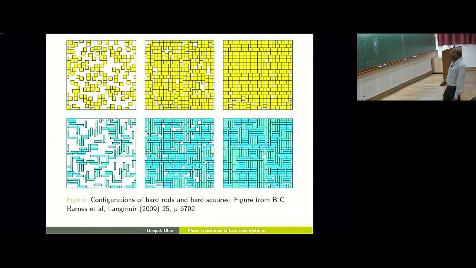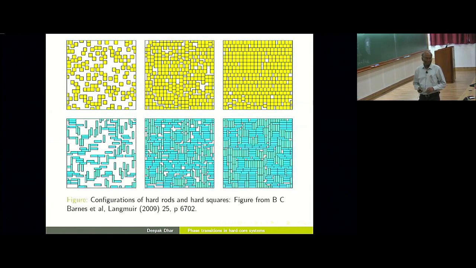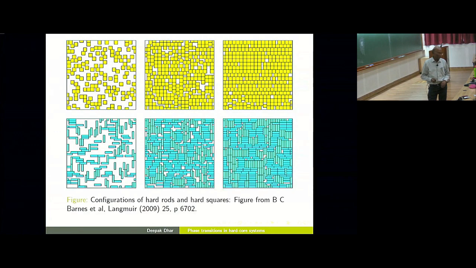Okay, so here, these are some very nice pictures I collected from this article by Barnes et al. And they take different shapes. And you can see what happens to the typical configuration when you change the density of such hardcore particles. These are all Monte Carlo simulations. This is low density, intermediate density, high density. These are squares, and these are rods. And as you increase the density, they look like that.